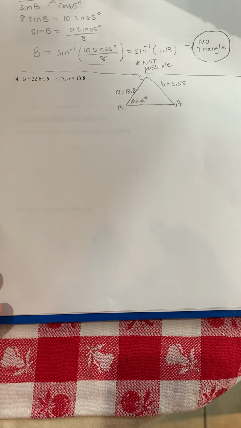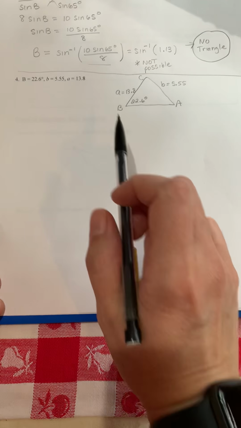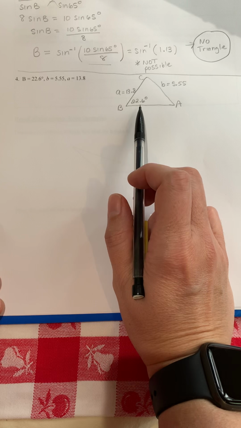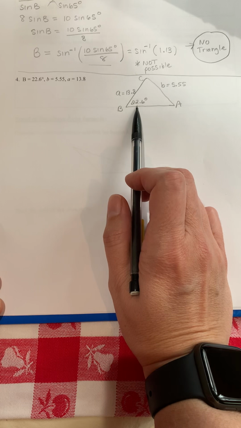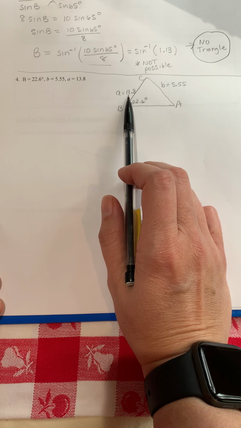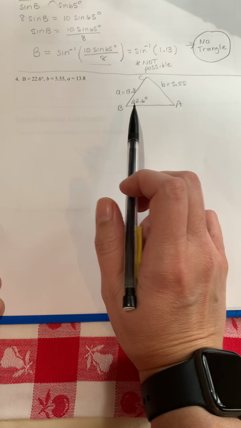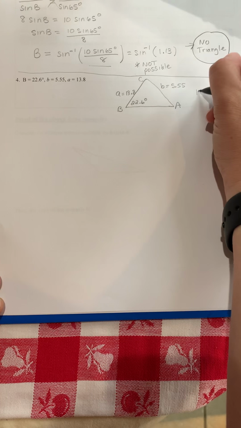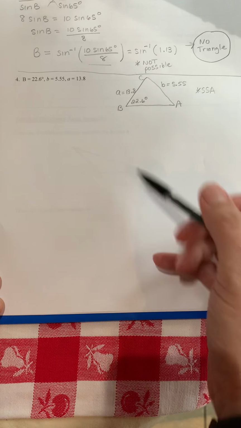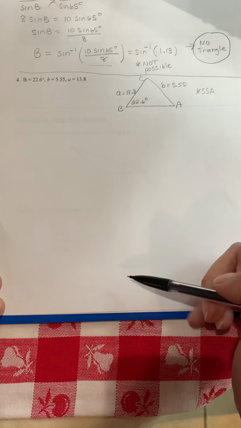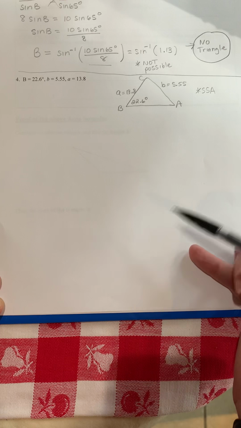We're going to be looking at example 4 in our section 4.1 notes. I went ahead and drew the triangle and filled in what we knew. We have that angle B is 22.6 degrees, side A is 13.8, and side B is 5.55. This is a side-side-angle triangle because of what we're given: the angle and then the two sides. So we can have 0, 1, or 2 triangles in this case.